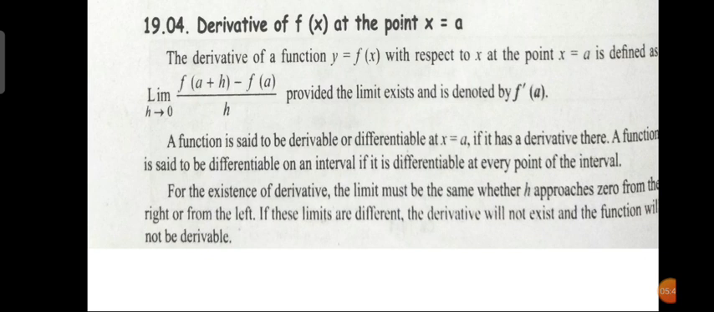Next, the derivative of f of x at the point x equal to a. If a point x equal to a is given, what is the derivative of the function?